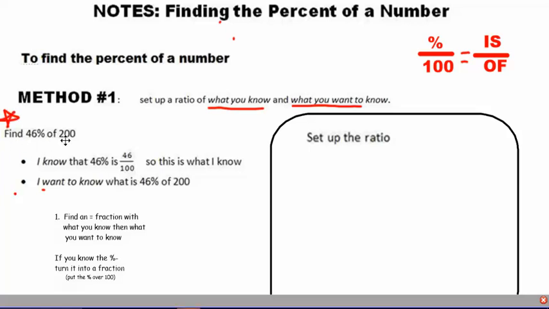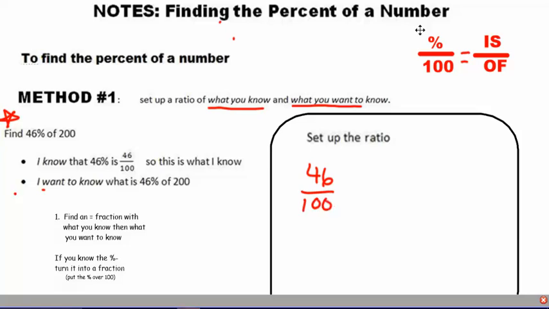Find 46% of 200. Well, first of all, you do know that 46% is about half, okay? So about half of 200 would be around 100. So you know kind of where your answer should be, all right? So here's how you set up your ratio. I know that 46% is just 46 out of 100, okay?